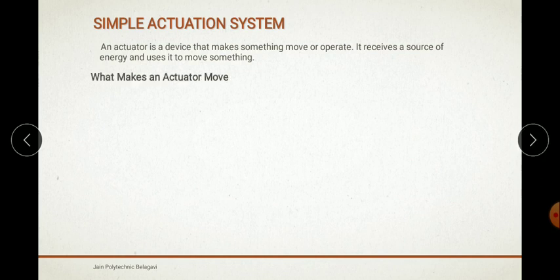Next, what makes an actuator move? This is included in the actuation systems. Basically the actuator receives a source of energy and it uses it to move something. The energy may be in the form of electrical, or it may be in the form of air, etc. To put it another way, the actuator converts a source of energy into physical mechanical motion.